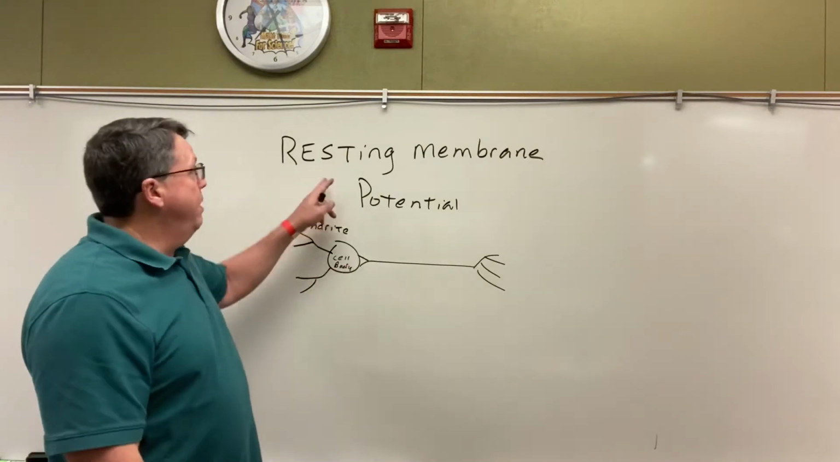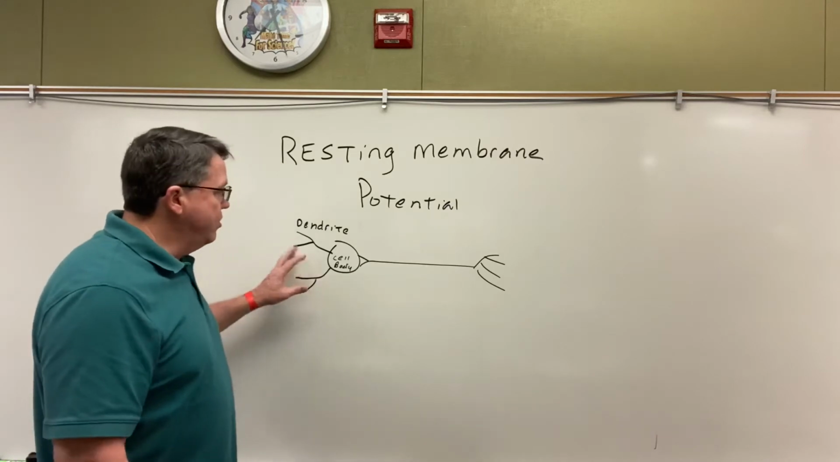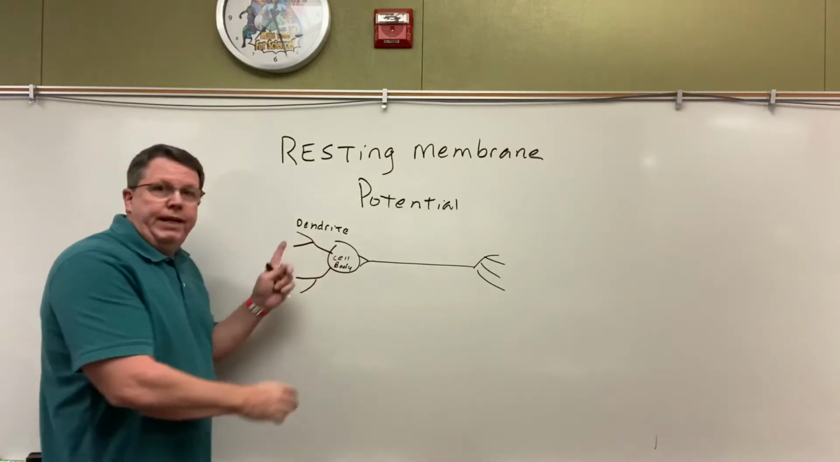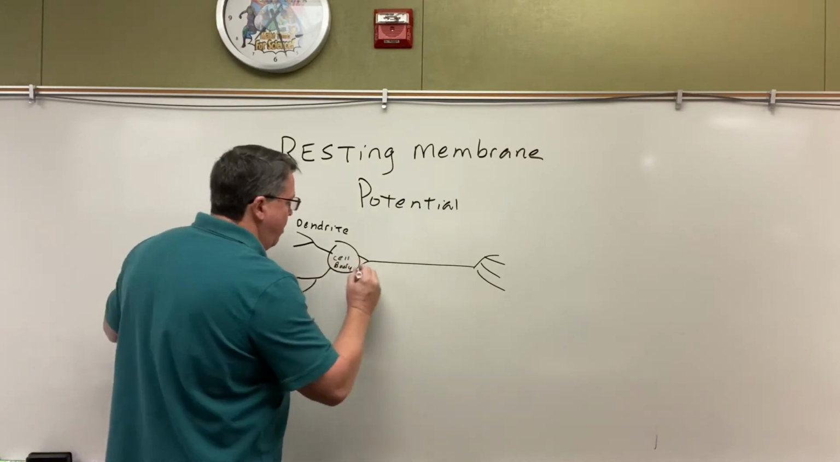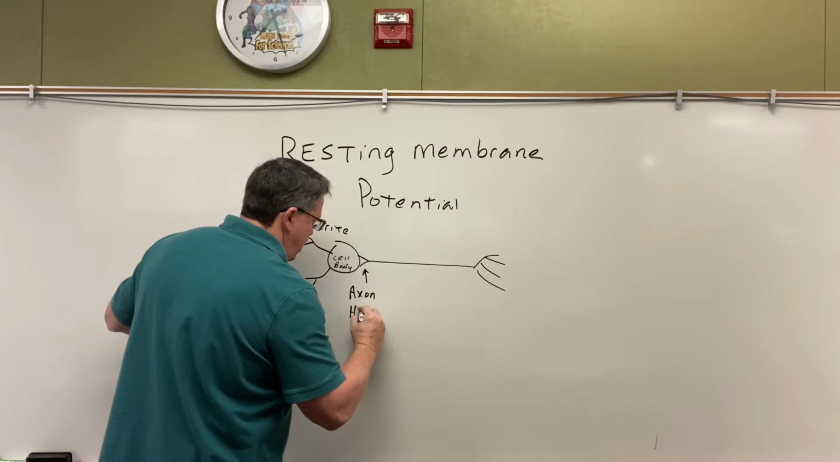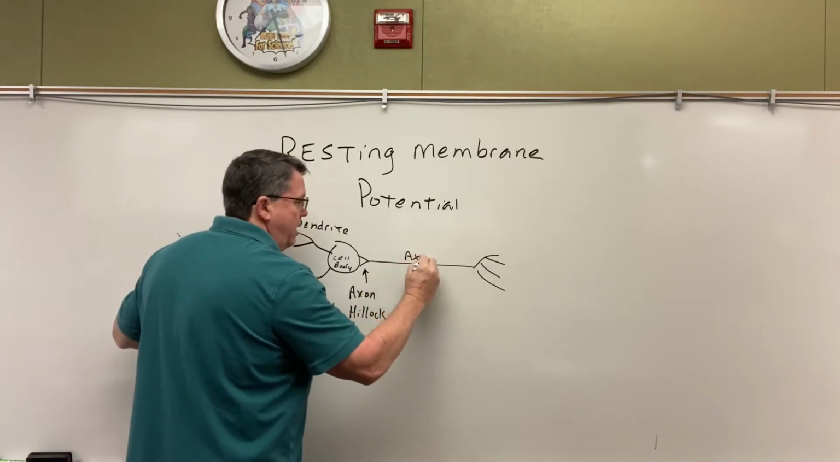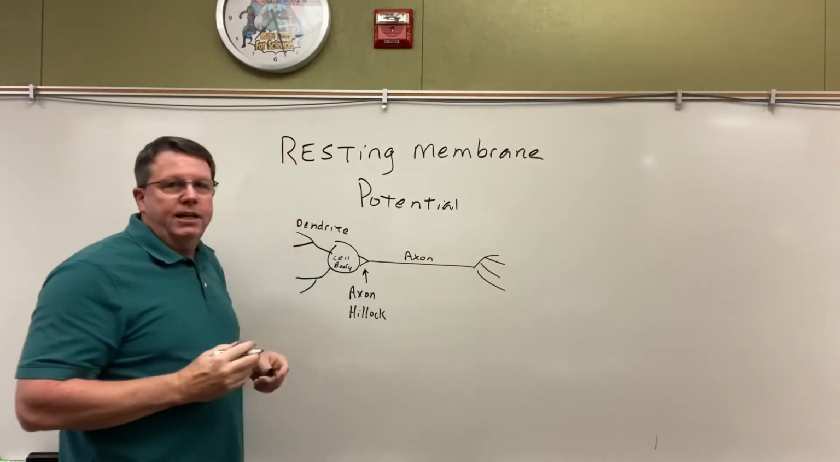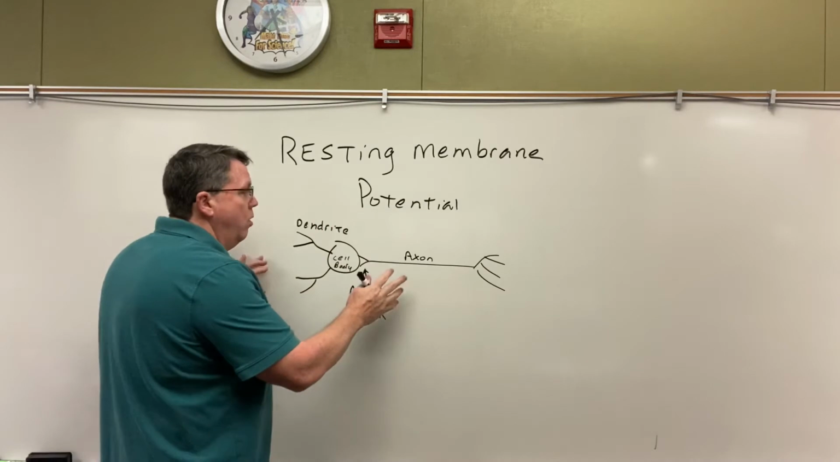Hi everybody, so today we're going to be talking about the resting membrane potential of a nerve, and this is looking at a nerve right here. If you recall, these are your dendrites, this is your cell body, this part here is called the axon hillock, and then this is my axon, and then at the end we have the axon knobs and terminals.